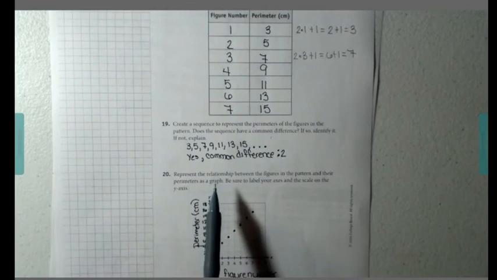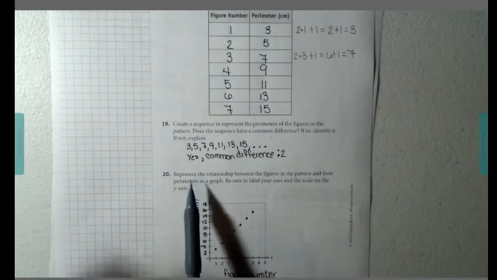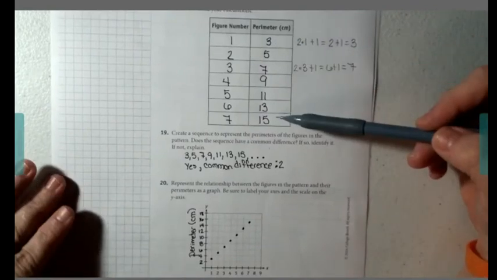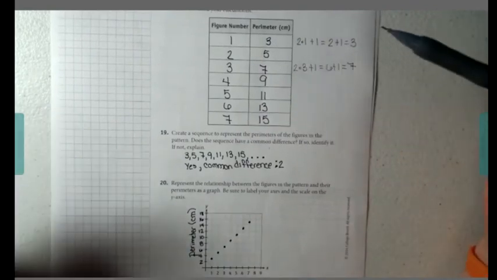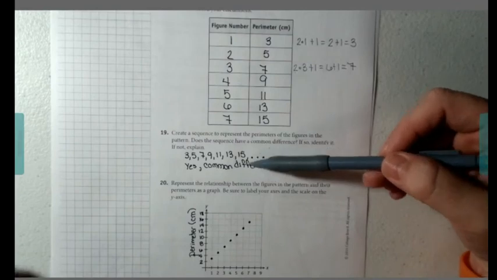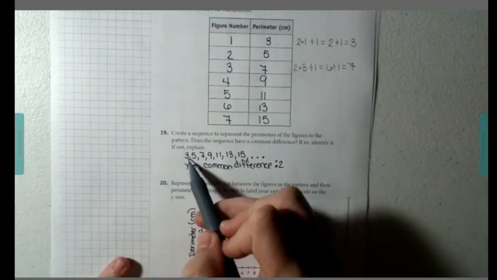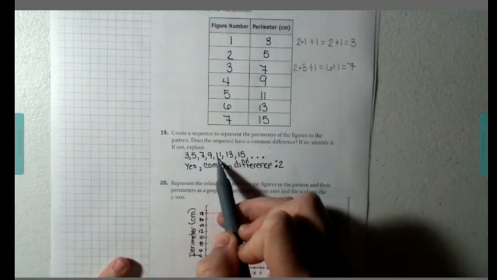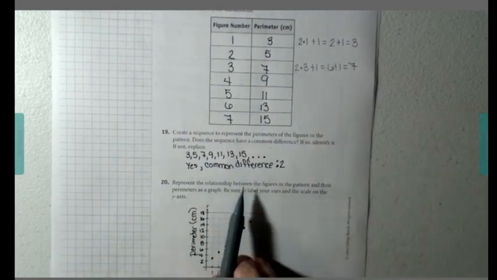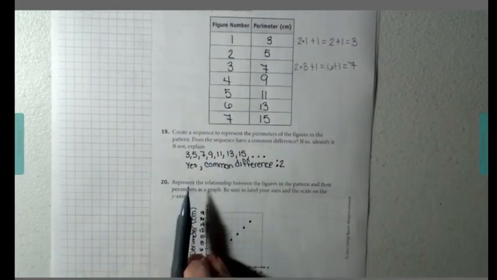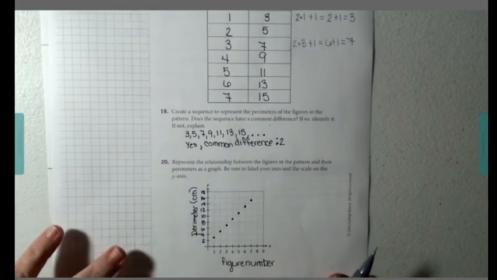Then in number 19, I went ahead and wrote my sequence. Now remember, with our sequences, we use the numbers of our perimeters. So I went 3, 5, 7, 9, 11, 13, and 15. And then remember, I added the dots at the end to show that this pattern continues. Now, remember, if it has a common difference, that is where we have 2 consecutive terms and the difference between them is always the same. So if you notice, it goes plus 2, plus 2, plus 2, plus 2, and so forth. So my common difference is 2, so therefore it does have a common difference, and I've identified it.